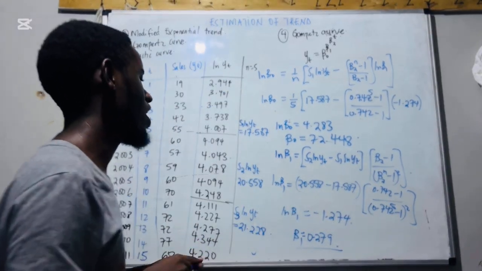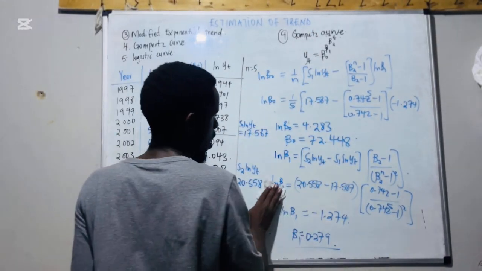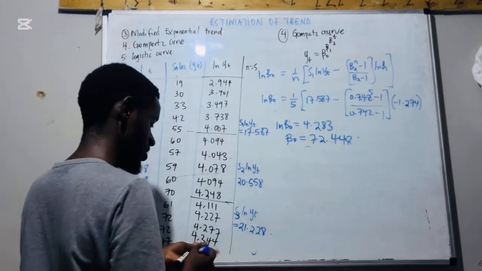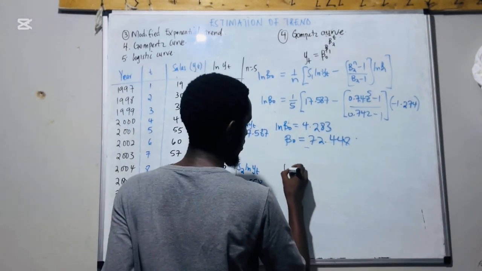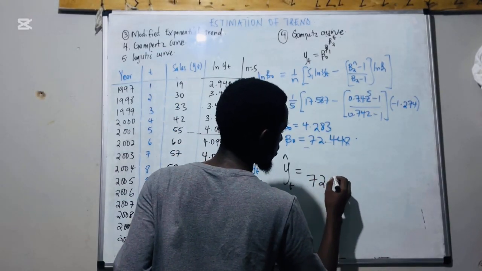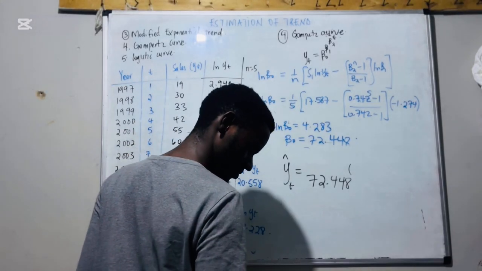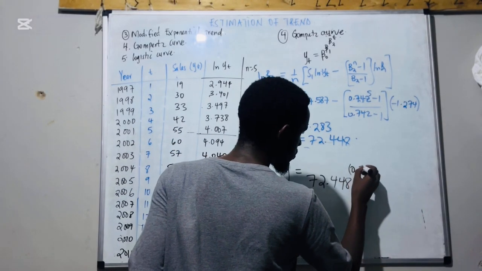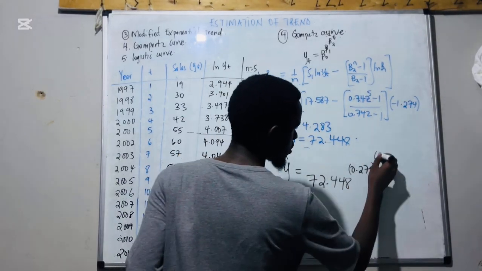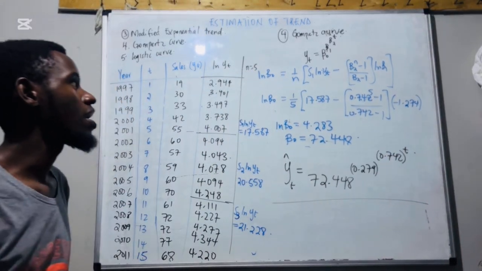Now with that, I can just rewrite my equation as simple as pressing back my coefficients into that form, and then I'll have my answer as something simple like this. My Yt hat is the same as having beta naught, which is 72.448, power beta 1, which was 0.279. Then this beta 1 power beta 2, which is 0.742, then power t, something like this. And that's going to be my Gompertz curve.